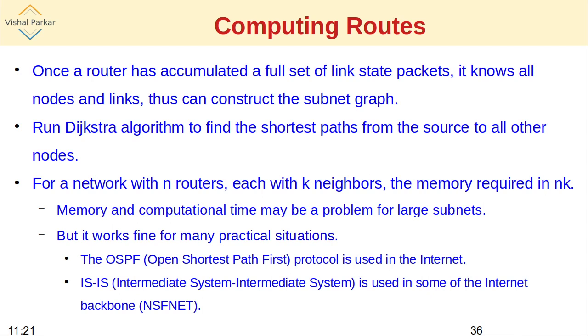So there are basically two protocols which are used for computing the routes. One is the initial one, which is called Intermediate System to Intermediate System, IS-IS, which is used in some of the internet backbone, NSFNET, and the recent protocol which is called Open Shortest Path First, OSPF, which is used in the internet.